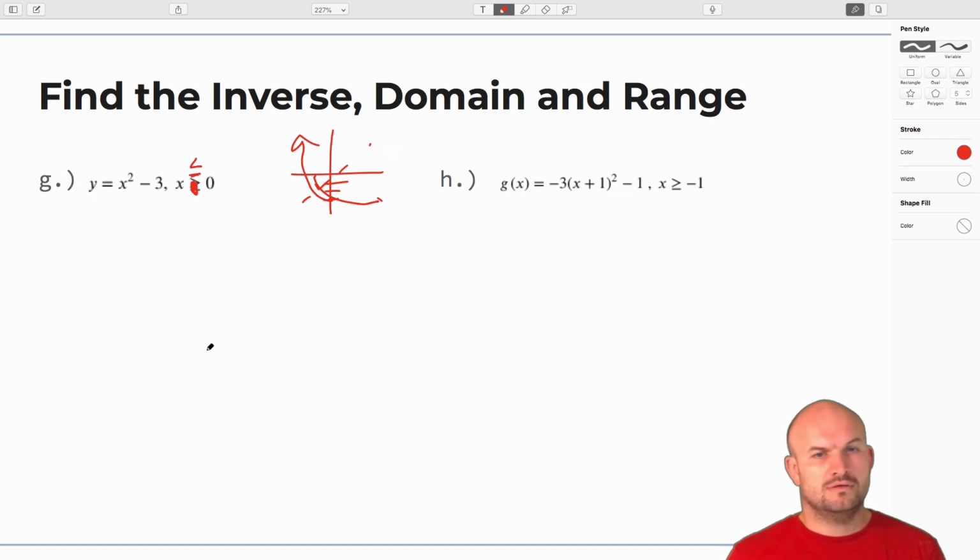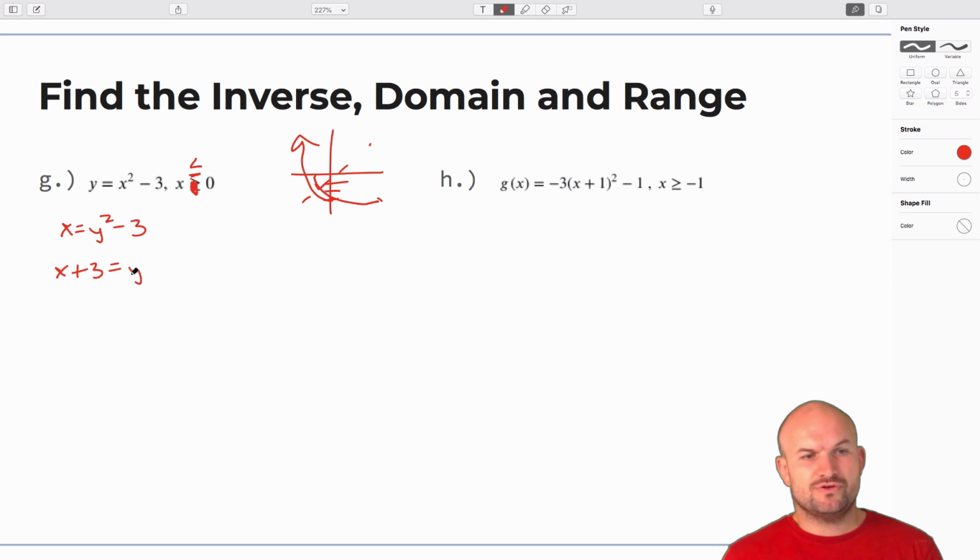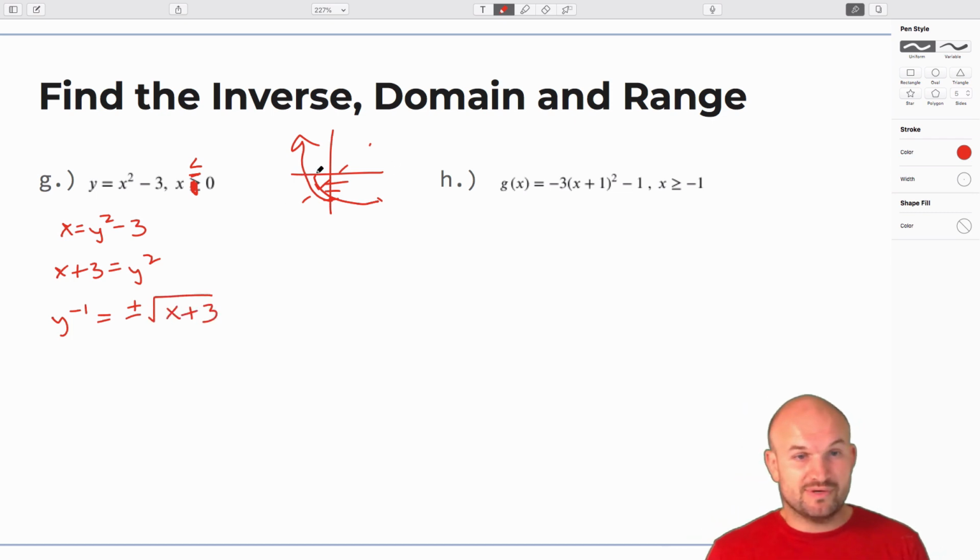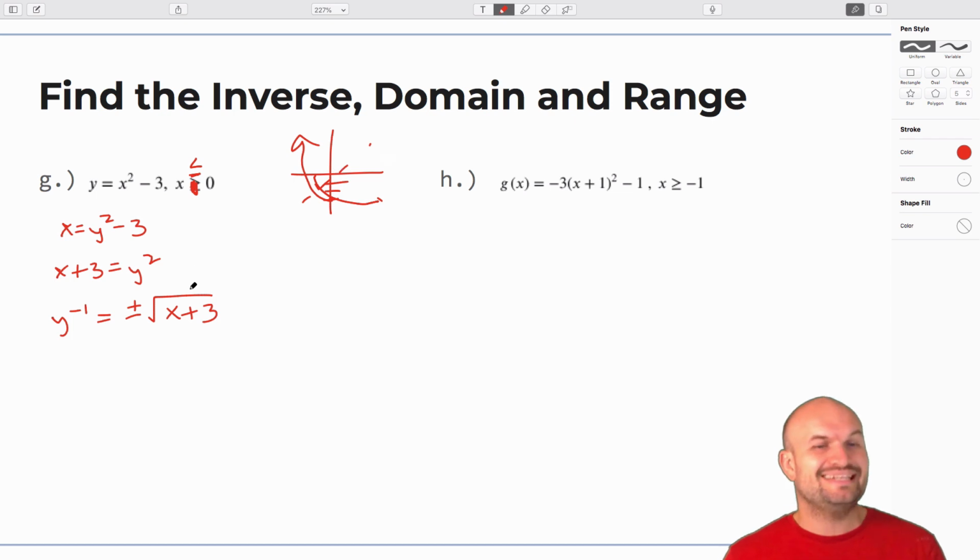So swap the x and the y's. So we have x is equal to y squared minus 3. All right, add 3. So we have x plus 3 is equal to y squared. And then we have y inverse is going to equal plus or minus the square root of x plus 3. Okay, and again, you're either dealing with the positive version, which does not look like the reflection, or the negative version. And we can see that the answer is going to be the negative version.